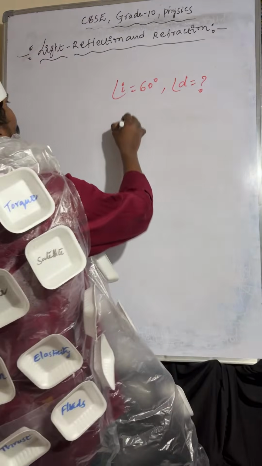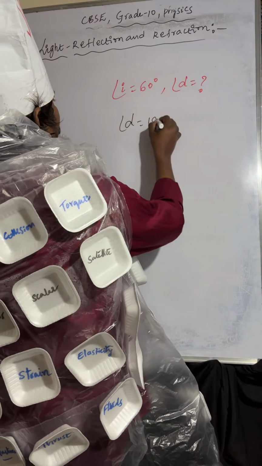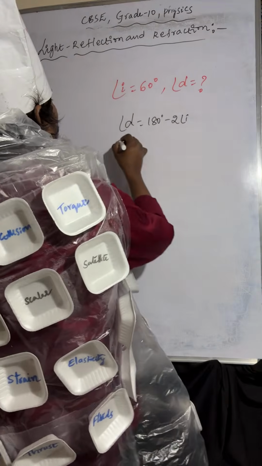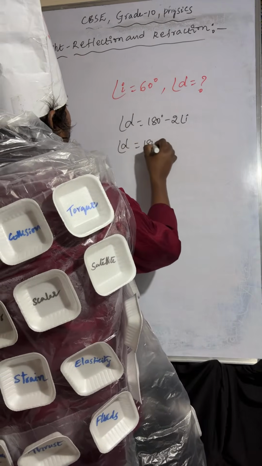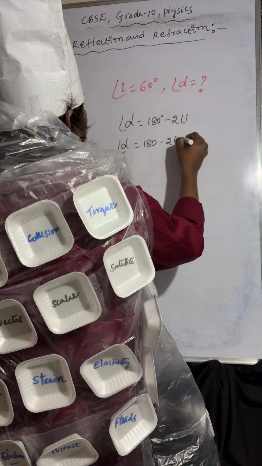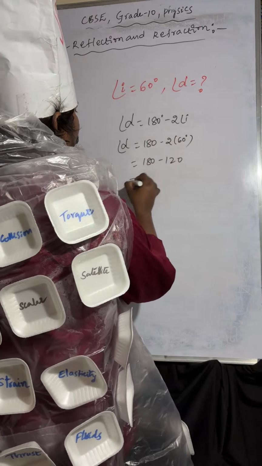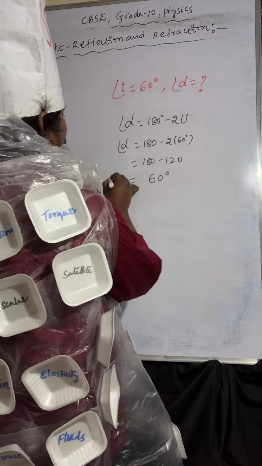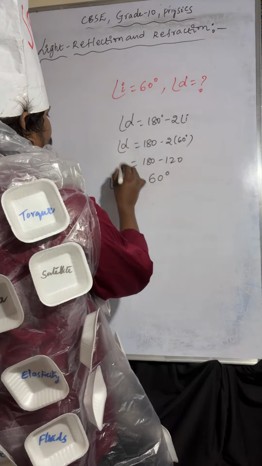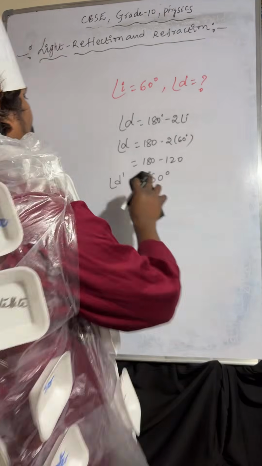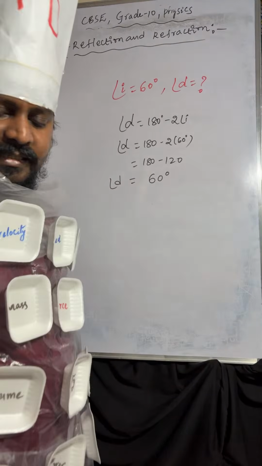Normally the angle of deviation formula is 180 minus 2 times the angle of incidence. So the angle of deviation equals 180 minus 2 angle of incidence, which is 180 minus 120. How much? 60 degrees. The angle of deviation equals 60 degrees. This is correct. You should know the formula, then only you will get it.